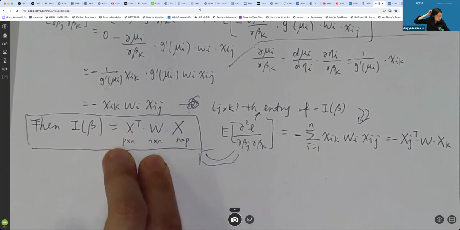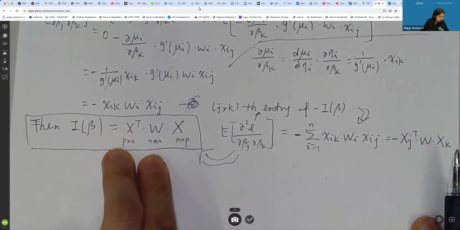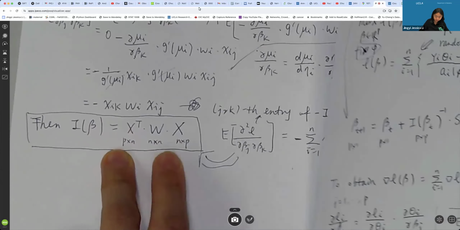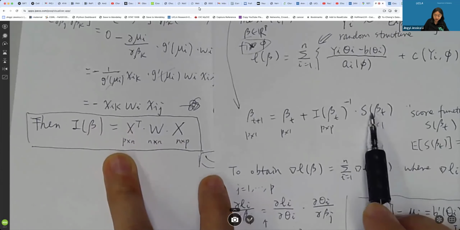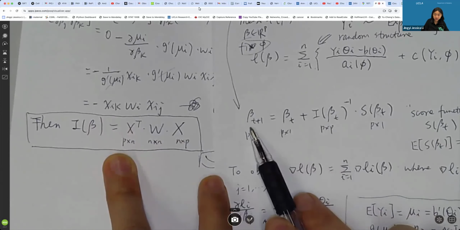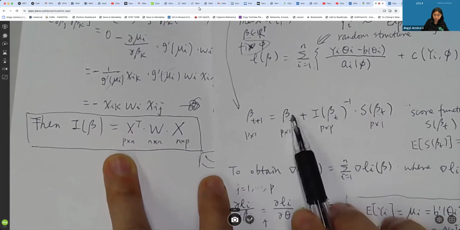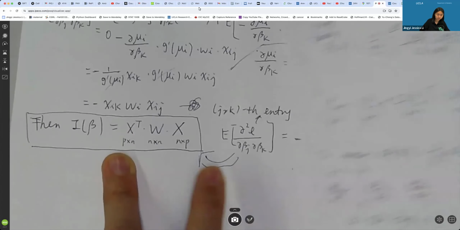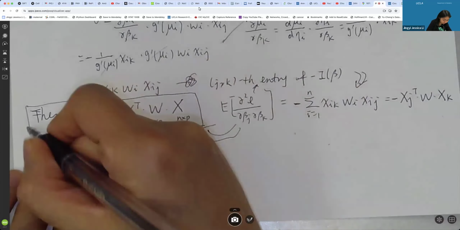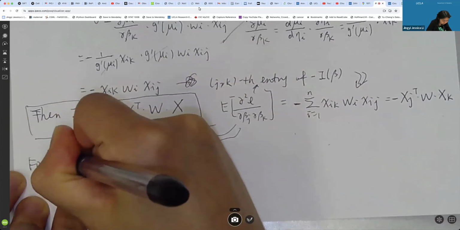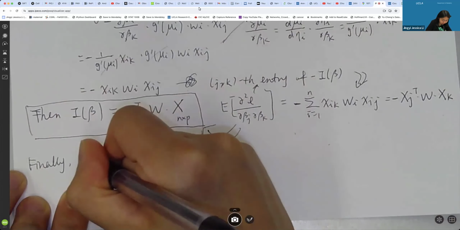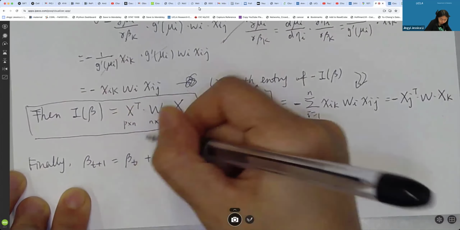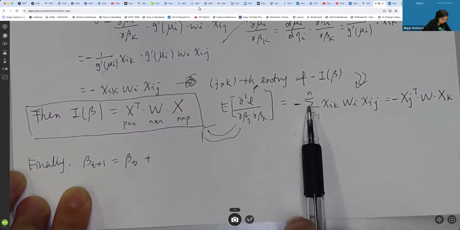All right, after so many steps, finally, let's do Fisher scoring. So come back to here. We have this, and then let's just do the iteration. So the iteration will be the current value plus inverse of Fisher information times the score function. So finally, we have beta_{t+1} equals beta_t plus inverse of Fisher information.